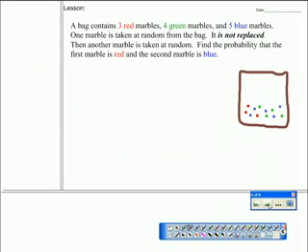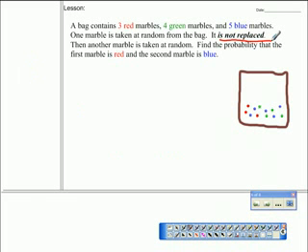Here's that same marble problem. Now, as I'm reading this, yeah, it's got the same number, 3 red, 4 green, 5 blue. One marble is taken at random from the bag. It is not replaced. So what am I going to be looking for in this lesson on all the problems? Whether, by finding what words? Replaced or not replaced. That's what I'm looking for.